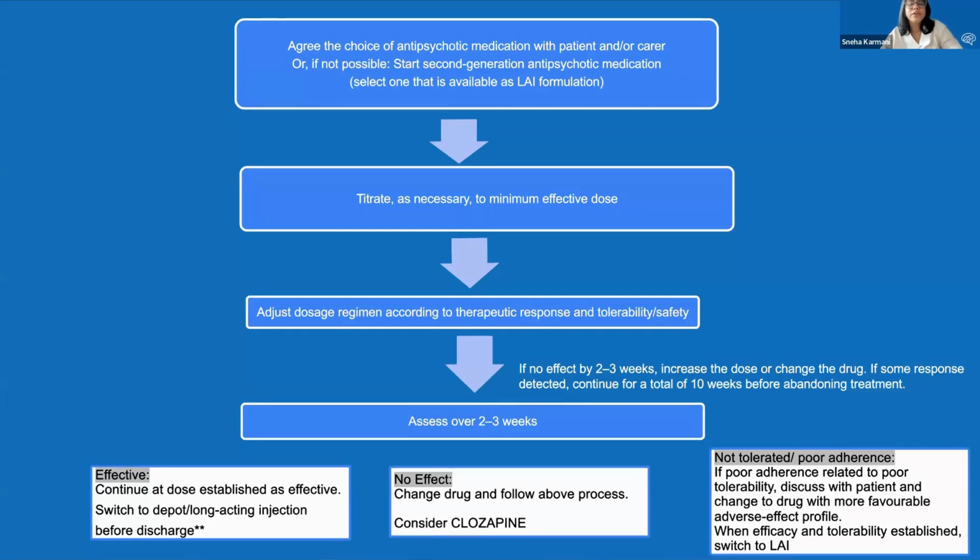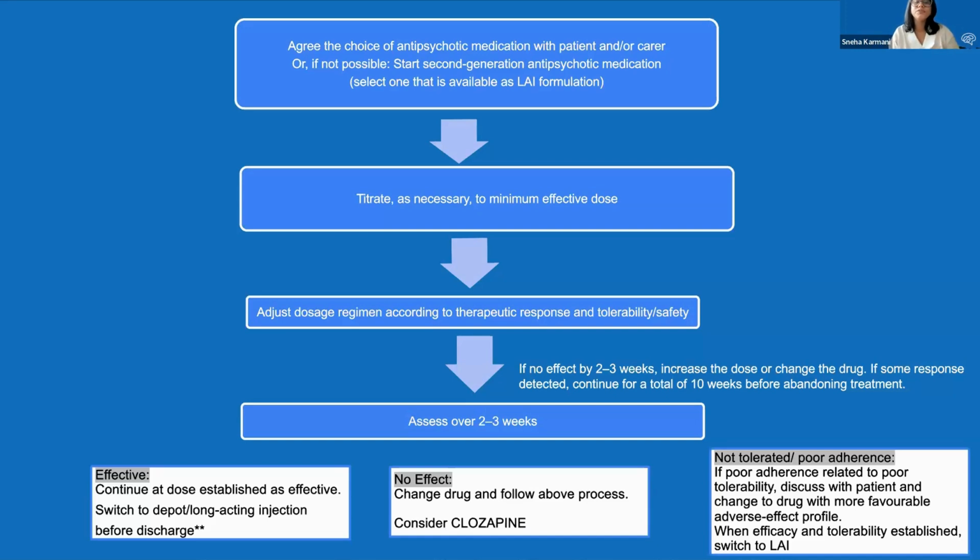Adjust the regimen according to therapeutic response and see if the patient is able to tolerate the dose that is being prescribed. Usually you would see an effect by 2 to 3 weeks, at least initial effect would be seen, and then you can increase the dose of the drug or change the drug. If there is some response detected, you continue the drug for 8 to 10 weeks. So you continue seeing the patient over 2 to 3 weeks. If it's effective, you continue.